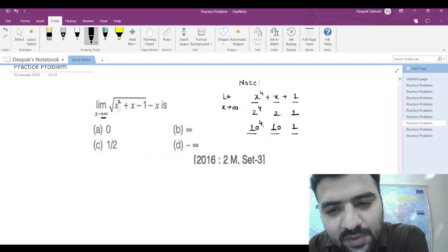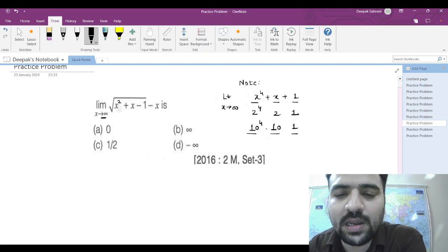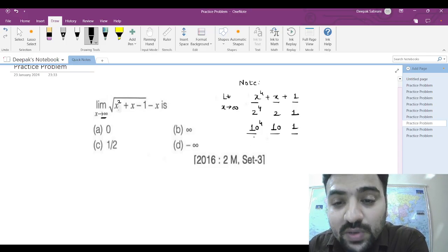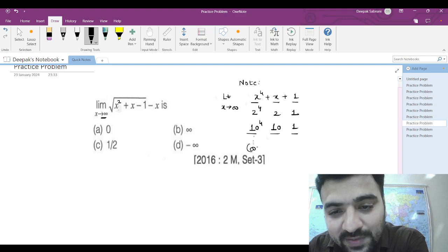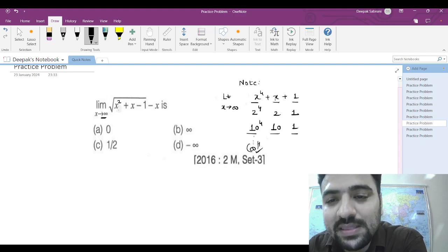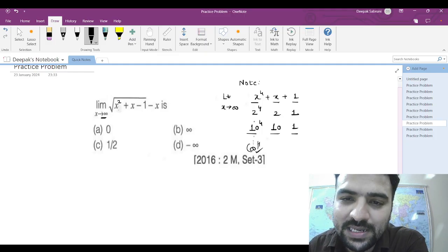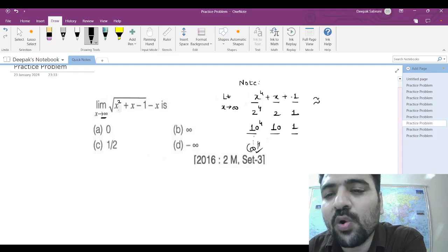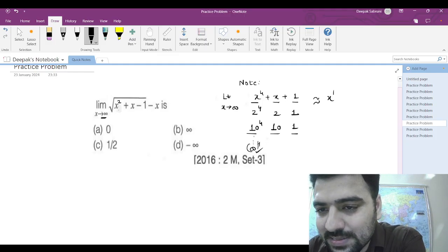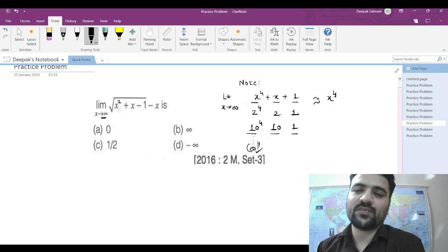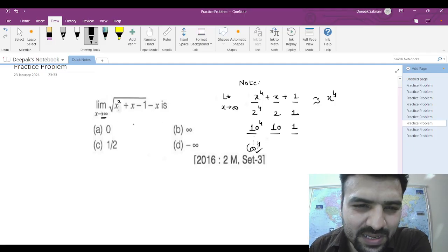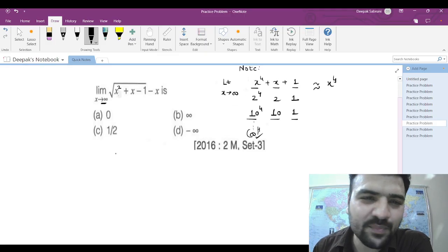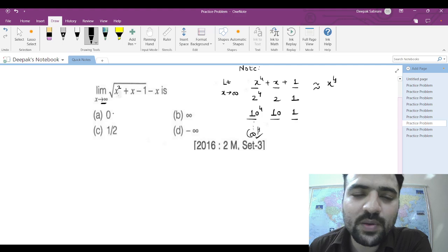So the larger one is 10 to the power 4, which is very, very large in magnitude, much greater than 10 and 1. So as x approaches infinity, infinity to the power 4 becomes infinity first, and these terms you can easily neglect. So when limit x tends to infinity, you can neglect lower order terms and write it as x to the power 4. Now we can solve this problem. This is a very beautiful problem. If you understand one problem like this, then you can solve many problems which belong to this category. So now let's solve this.